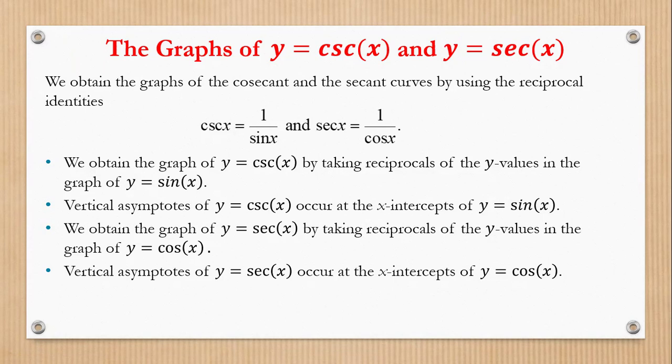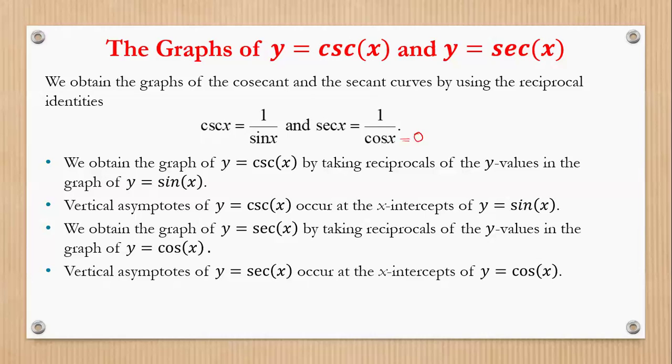cotangent. But since secant and cosecant can be written as a fraction, because secant is 1 over cosine and cosecant is 1 over sine, and we know that in any fraction the denominator cannot be 0, again, like what we had for tangent and cotangent, we will have asymptotes. And how do we find asymptotes? By setting the denominator equal to 0.